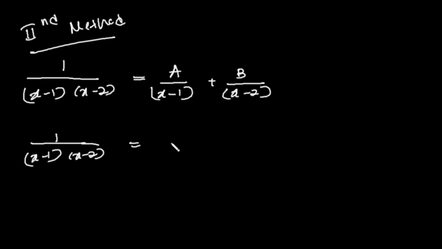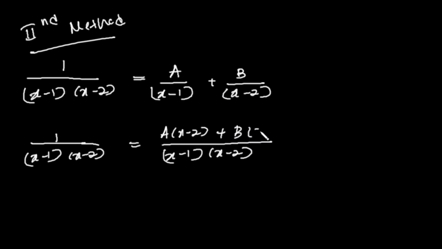Common denominator is (x minus 1)(x minus 2). Here it doesn't have x minus 2, so you need to multiply by x minus 2, and here it doesn't have x minus 1, so you need to multiply by x minus 1. So we can remove this 2. So we have a(x minus 2) plus b(x minus 1).